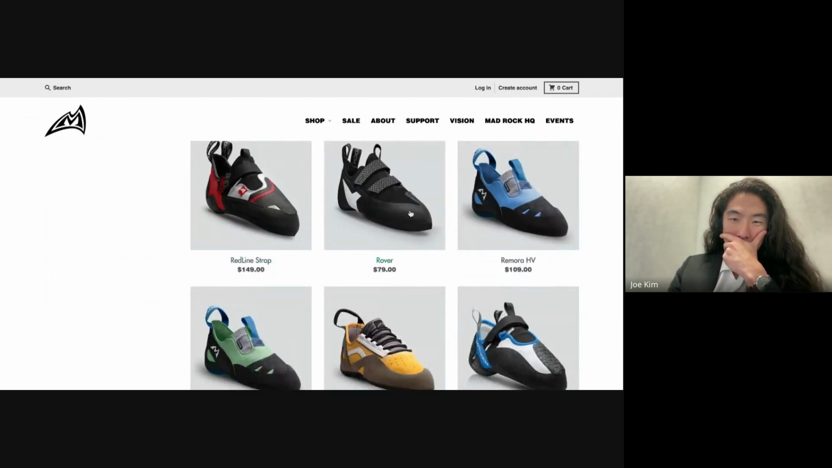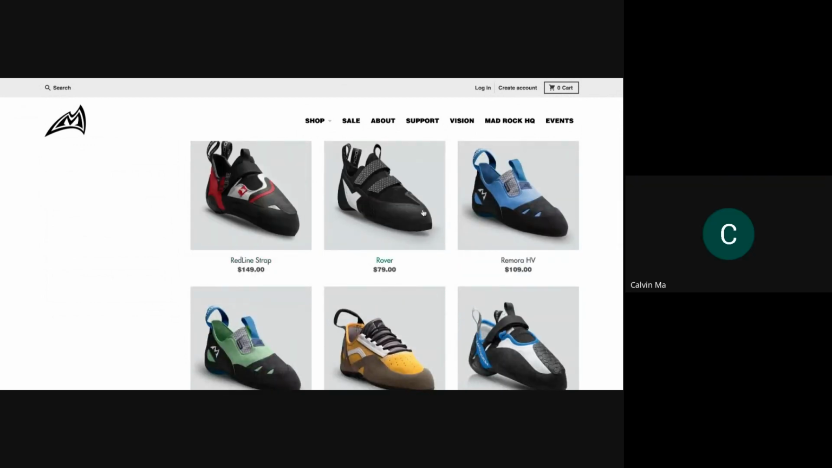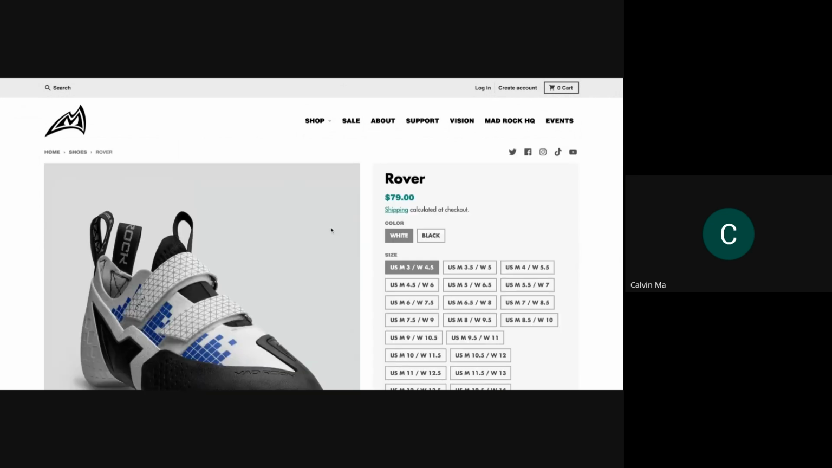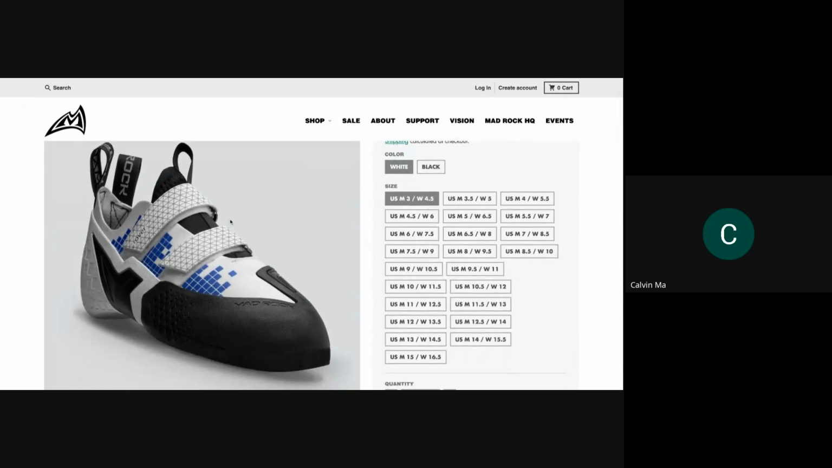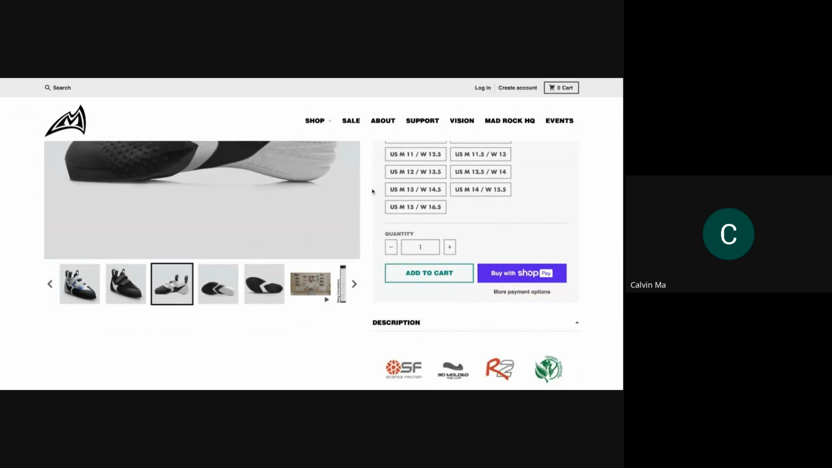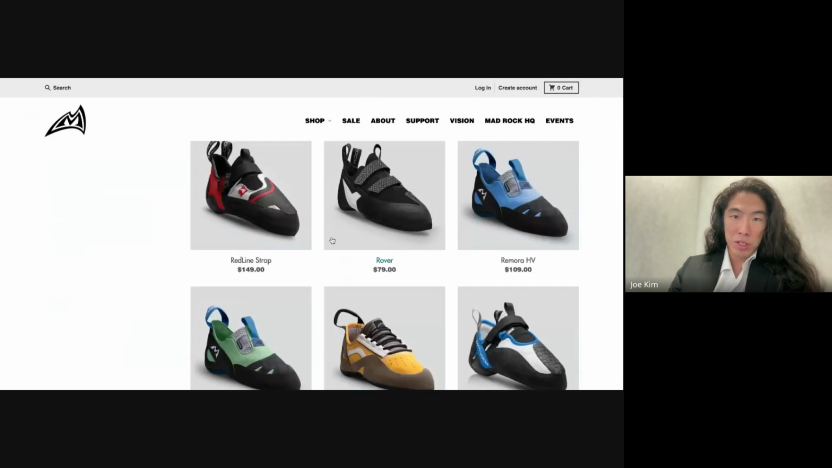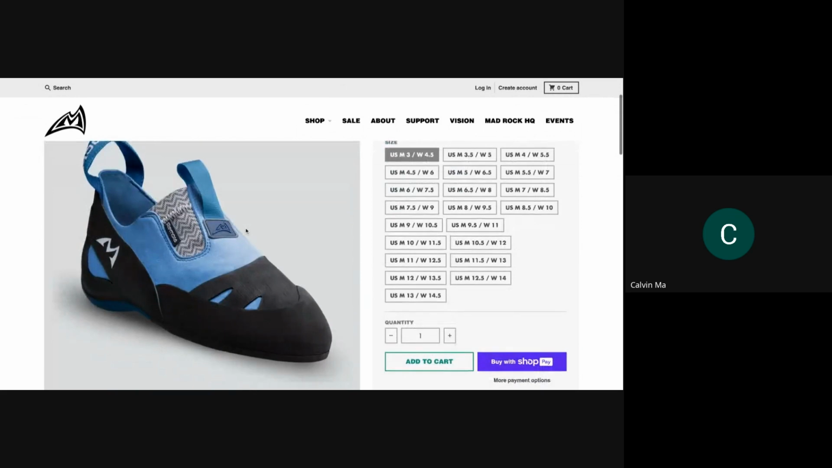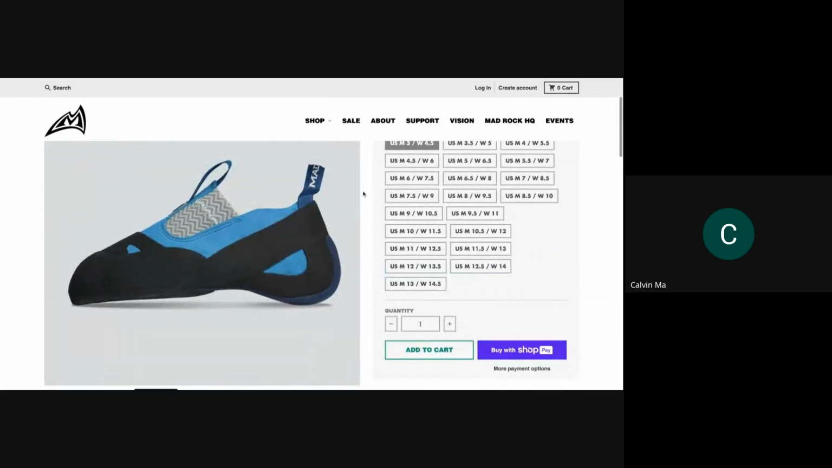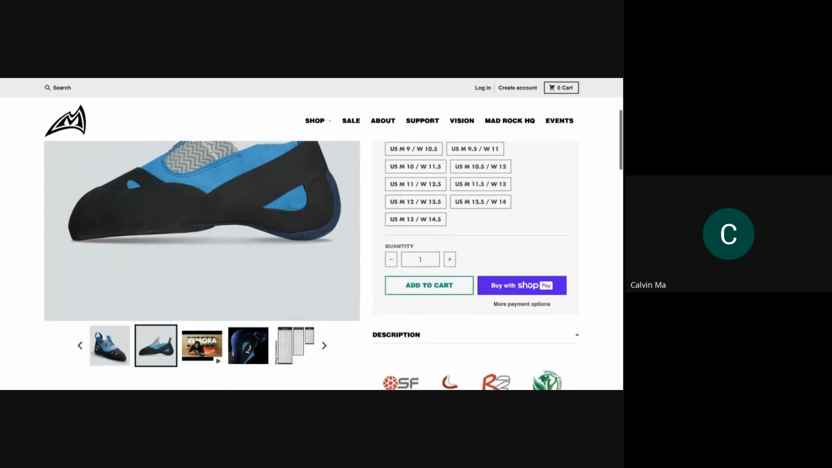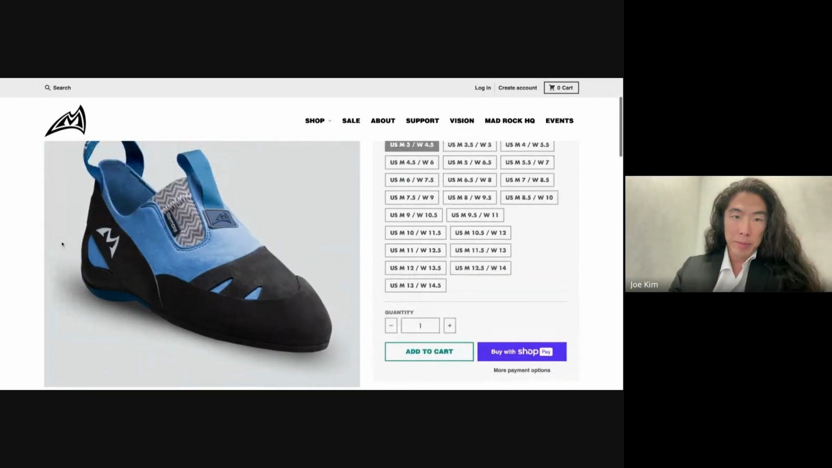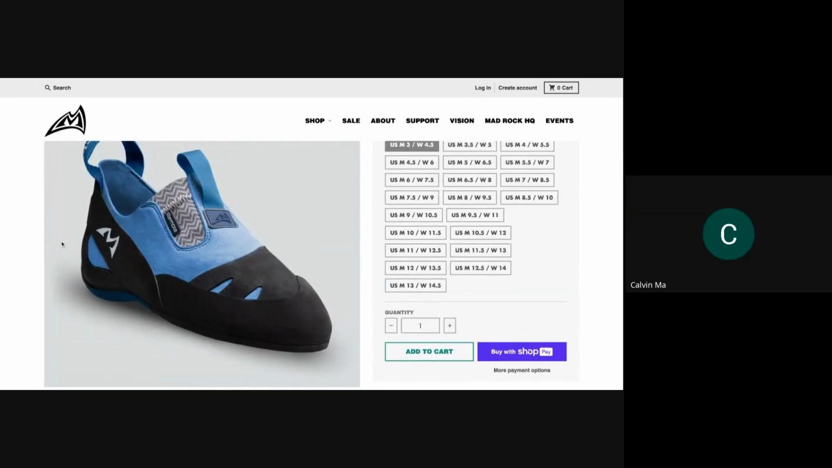Okay, so is there an intermediate? Yeah, I think the Rover Red Line is a little bit more intermediate. This one definitely has a bit of arch, but not nearly as much as the Drone. That's good for the casual climber who still wants to climb a little bit harder than just, because these flat ones are really good for beginners, a little bit more comfortable.